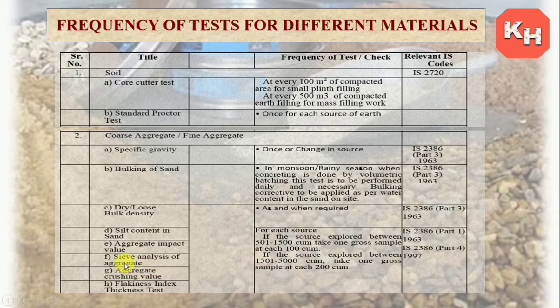1997. Sieve analysis of aggregate, aggregate crushing value, flakiness index, thickness test. These are taken as per this frequency, that is, for each source. If the source is explored from 501 to 1500 cubic meter, one grab sample at each 100 cubic meter, and if the source is explored between 1500 cubic meter and 5000 cubic meter, take one grab sample for each 200 cubic meter.